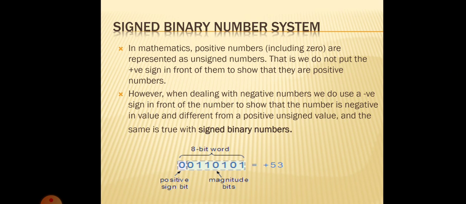For an example, here we have considered the decimal number 53, which is represented in the binary number system as 0110101. All these bits are called the magnitude bits. But the first bit, the sign bit, is used to represent whether the binary number is positive or negative. Including the sign bit and magnitude bits, the complete set is called an 8-bit word. So this is all about the signed binary number system.